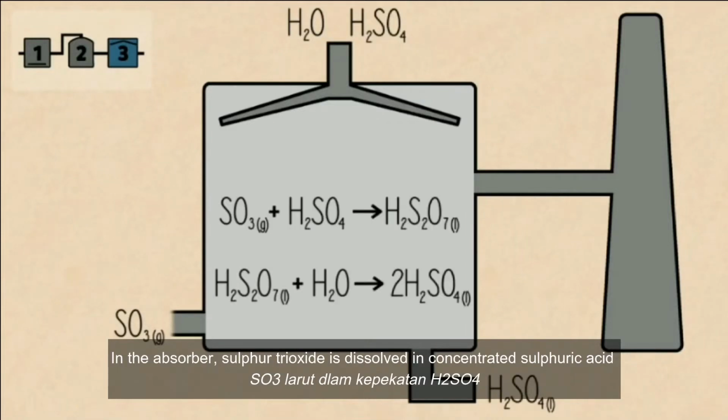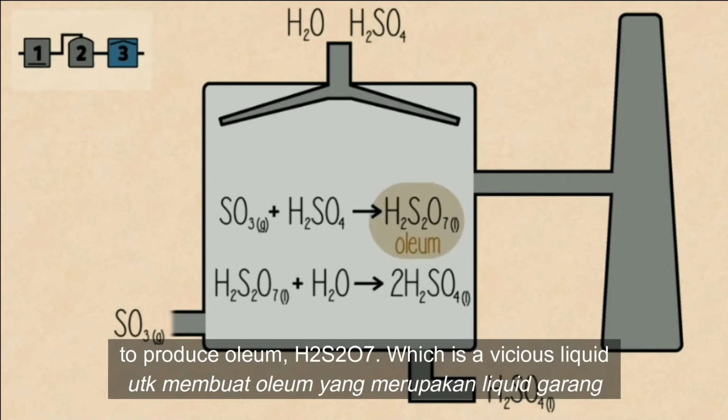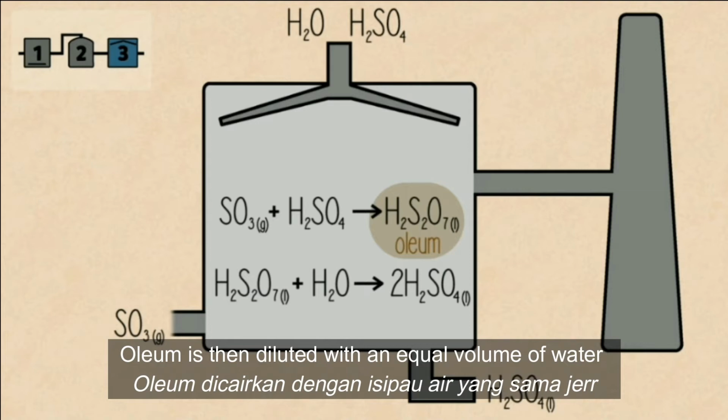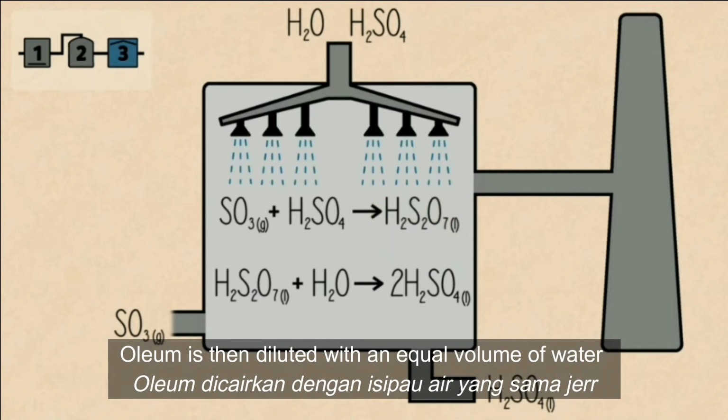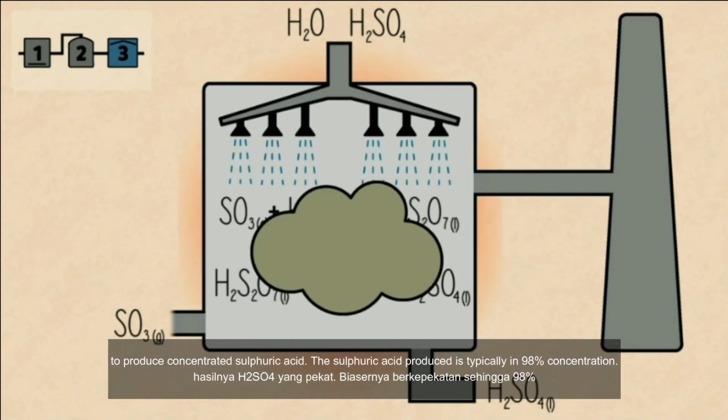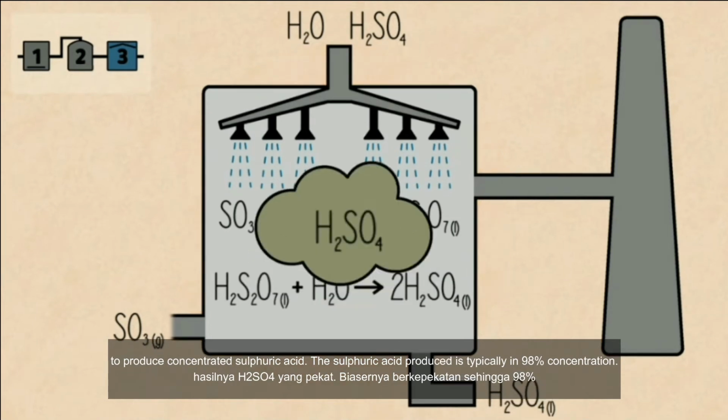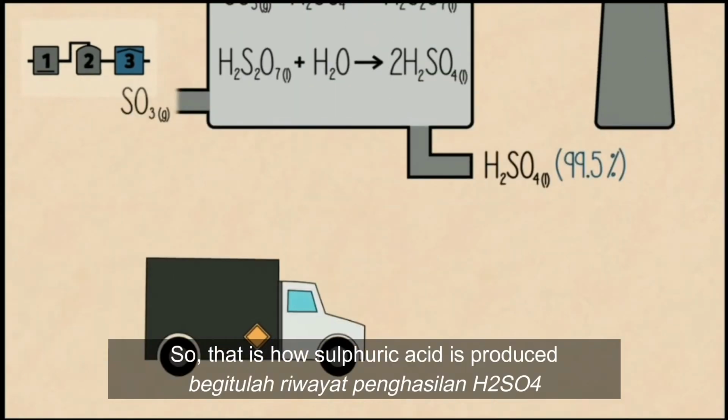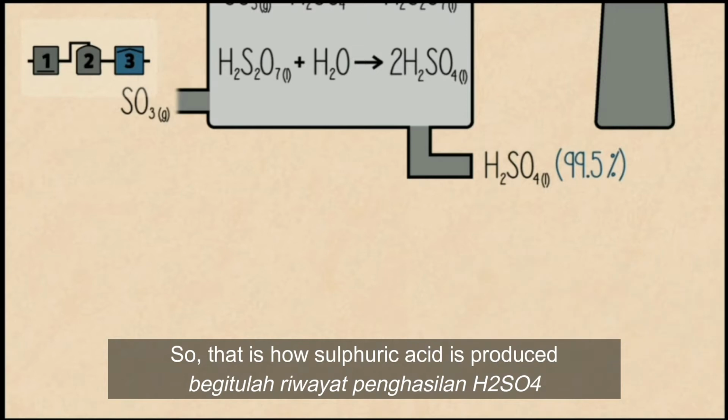In the absorber, sulfur trioxide is dissolved in concentrated sulfuric acid to produce oleum, which is a viscous liquid. The oleum is then diluted with an equal amount of water to produce sulfuric acid. This sulfuric acid is typically at a concentration of 98%. So this is how sulfuric acid is produced.